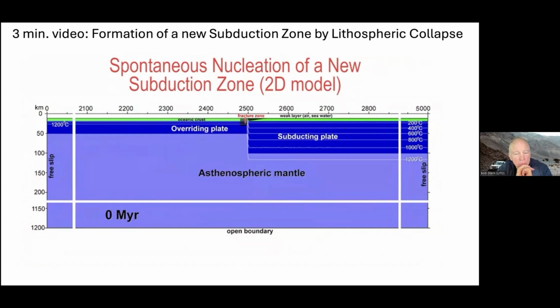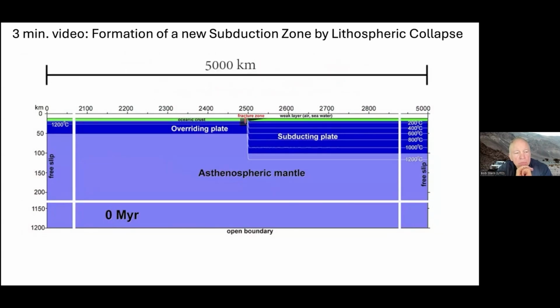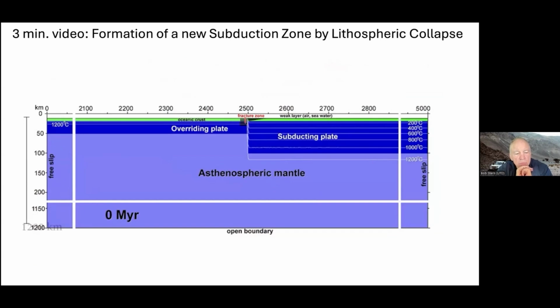This is how the experiment is set up. Notice that the box is 5,000 kilometers wide, but only the middle 800 kilometers are shown. Similarly, the box is 1,200 kilometers deep, but only the top 220 kilometers is shown. Thin young lithosphere is found to the left of the fracture zone. Because this lithosphere has a thin mantle root, shown here in dark blue, it is buoyant compared to the underlying asthenosphere, shown in purple.